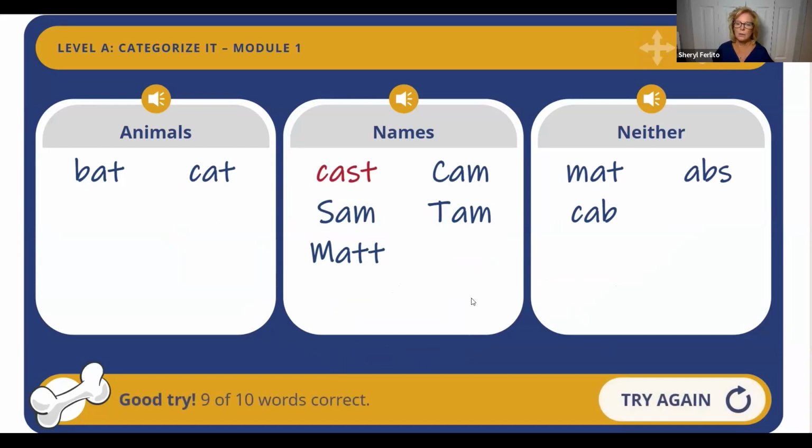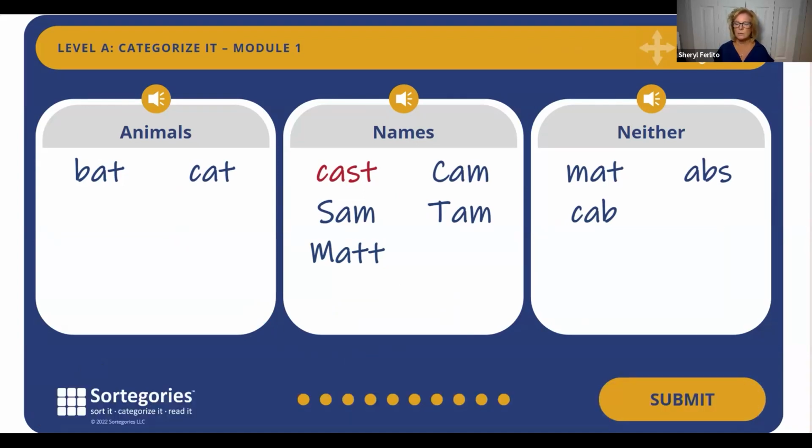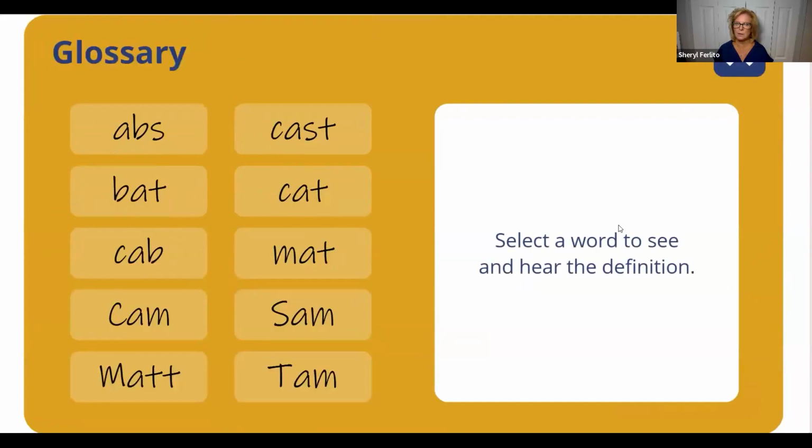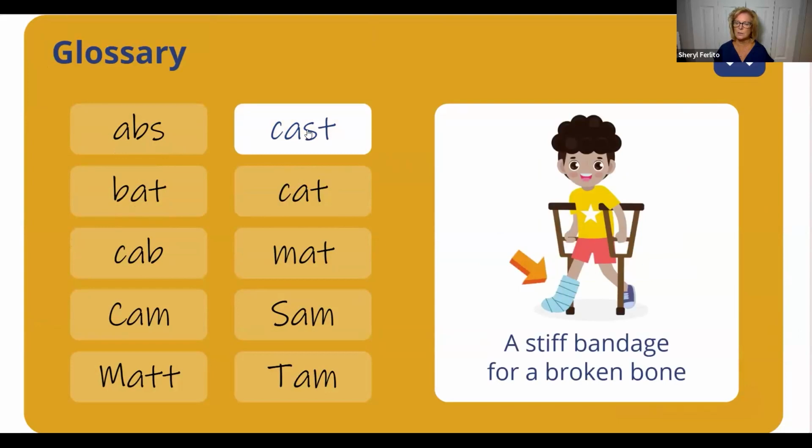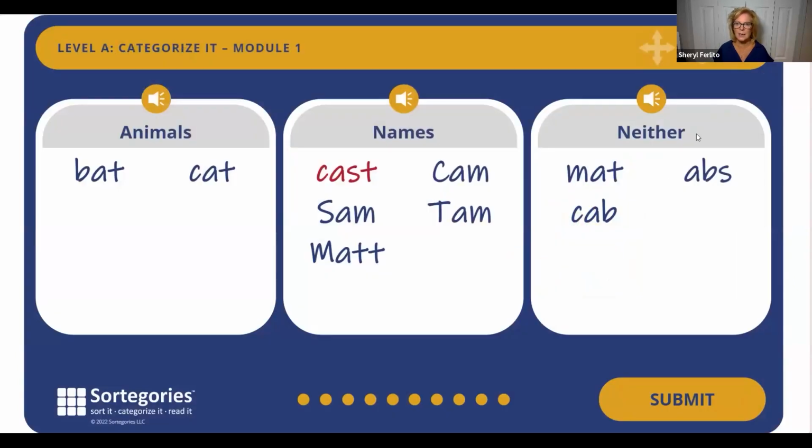Good try. Words in blue are in the right category. Darn. Try again with the words in red. So why am I confused about cast? So let's look at that. Select a word to see and hear the definition. So I can find the word cast. Cast. A stiff bandage for a broken bone. Oh, I saw my friend had a cast on. So it's not, of course, no one's name. That was silly. It's neither. And then I can try again.